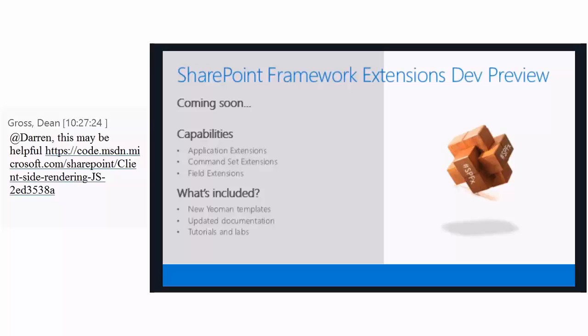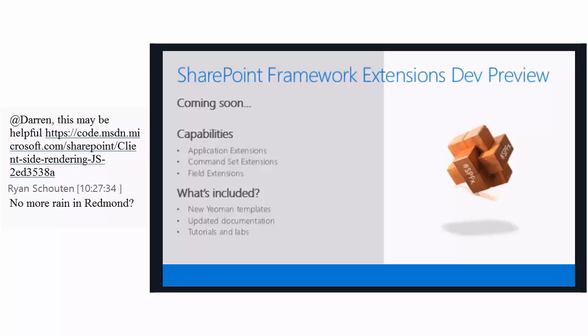Capabilities will be application extensions, command set extensions, and field extensions. These will be new template types in the Yeoman generator. So when you run the Yeoman generator, there will be an option to choose: do you want to do a client-side web part, or do you want to do an extension? We'll give you, like I mentioned, Yeoman templates. We'll give you updated documentation and tutorials and labs and samples for this as well. So you'll have great tools to get started.